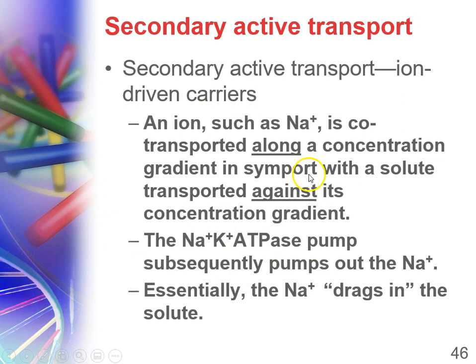So what happens is you can have co-transport. You can take something you want to transport against its concentration gradient, and you can have sodium come in with that thing, moving along its concentration gradient. So the sodium can bring in that other transported substance. But then you have to kick out the sodium, so then you have to use ATP there. So this is the pay me later. Primary active transport was pay me now, and secondary active transport is pay me later.